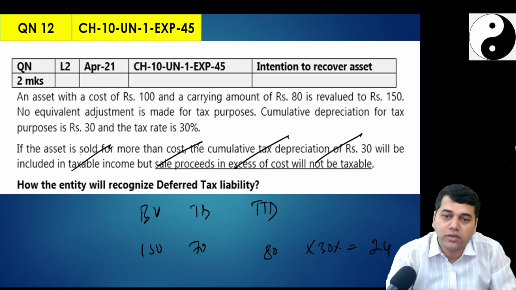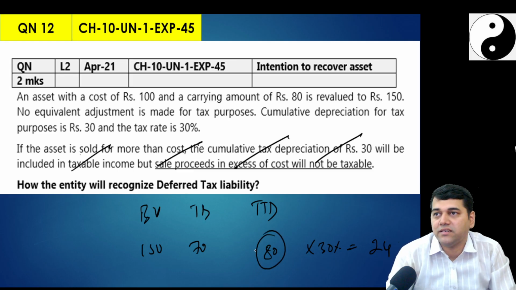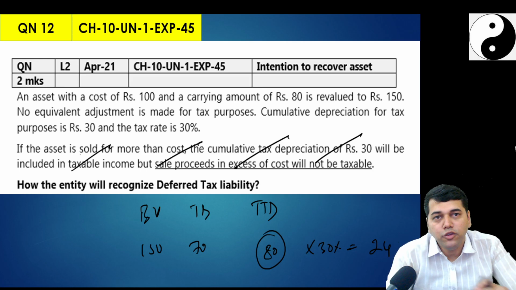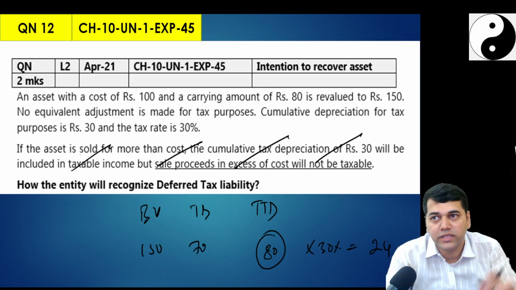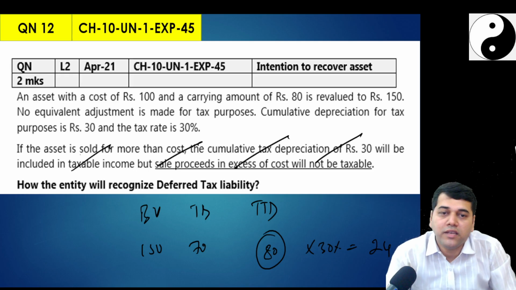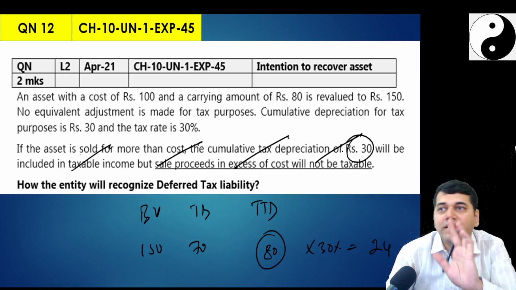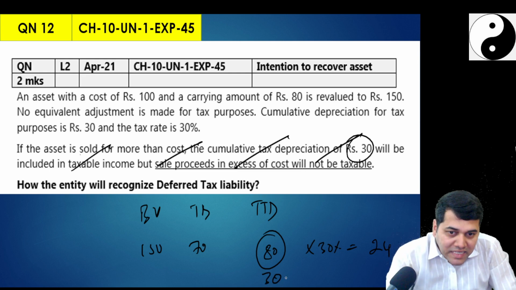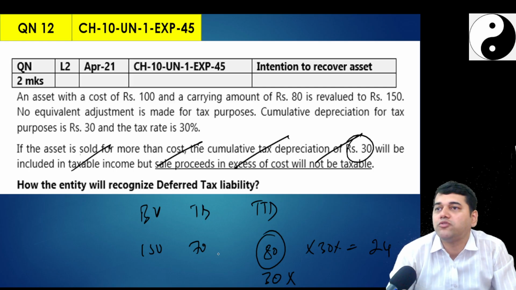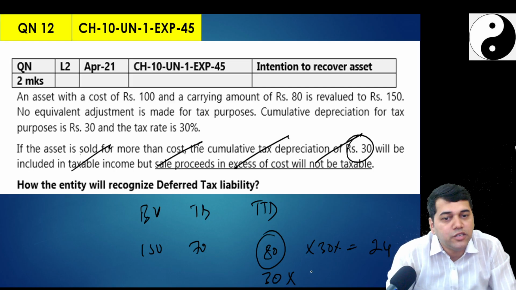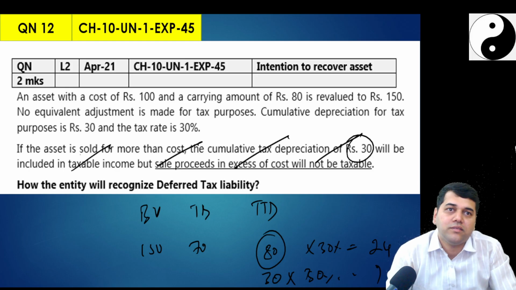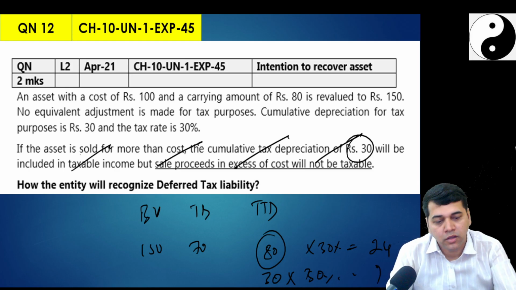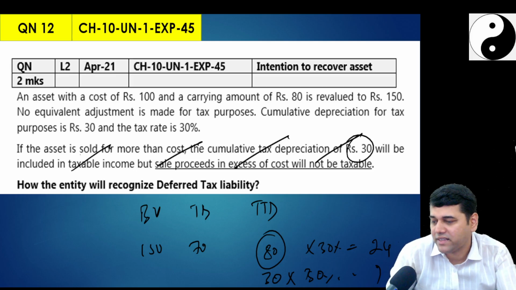But what they said is, in this 80, if you have sold for more than the book value, then only up to 30 I will tax you in the future. So even that revaluation is of no use to you. 30 into 30%, 9 rupees is the deferred tax liability. But how to present this? Again, this is an example.